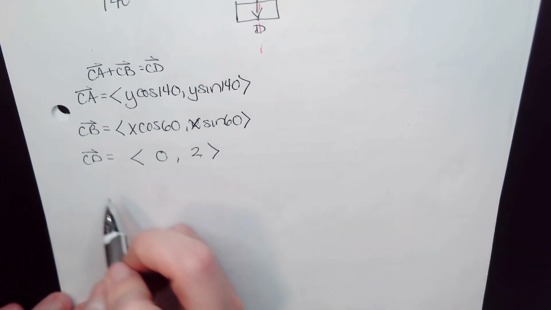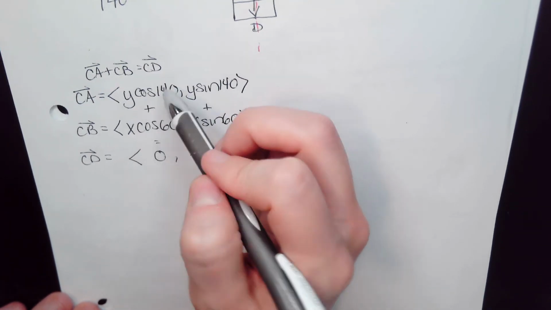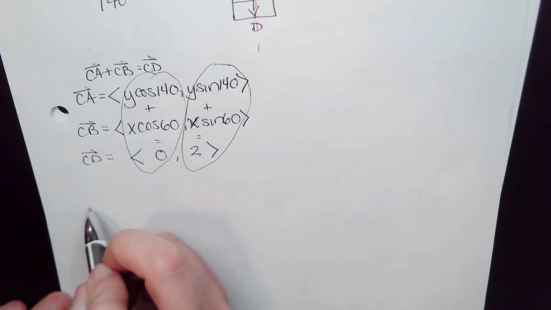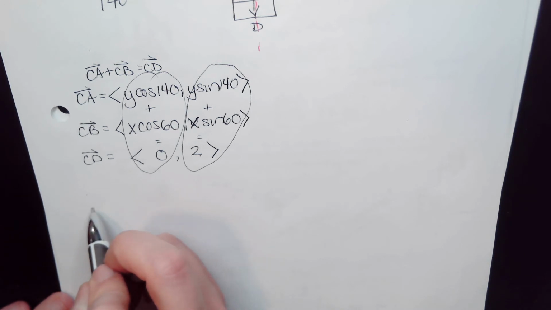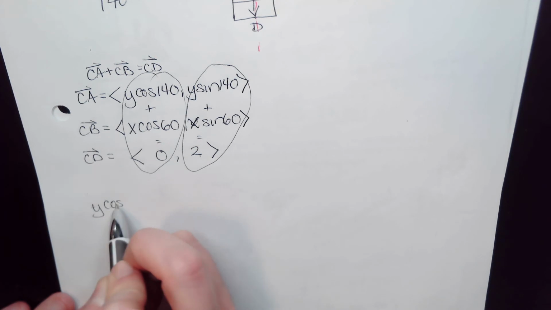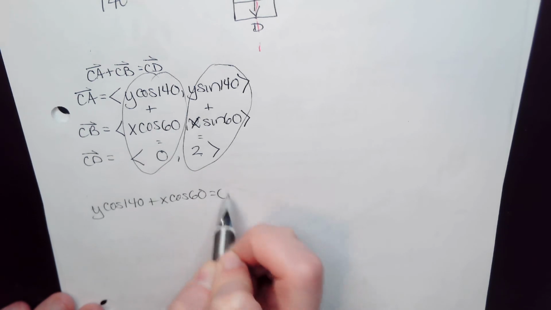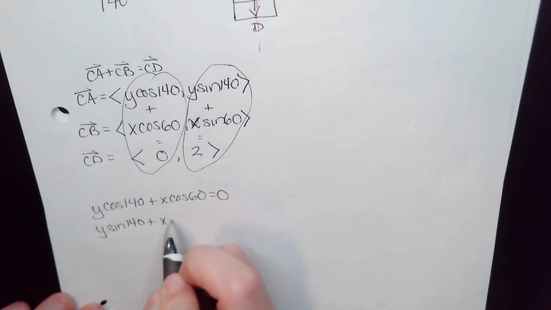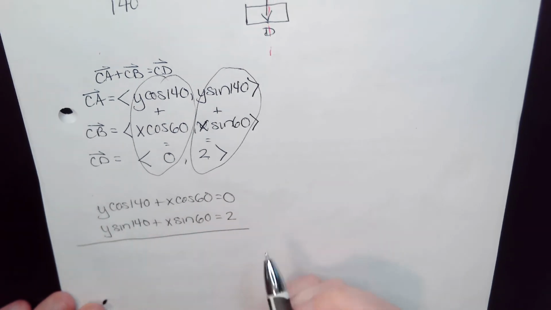All right, so again, to get your equations, you're going to add these and set them equal. So here's one equation, and here's your other equation. I'm going to put y first, just because I like the x, it doesn't matter. So y cosine 140 plus x cosine 60 equals 0, and y sine 140 plus x sine 60 equals 2. So now we're just going to use substitution to solve.